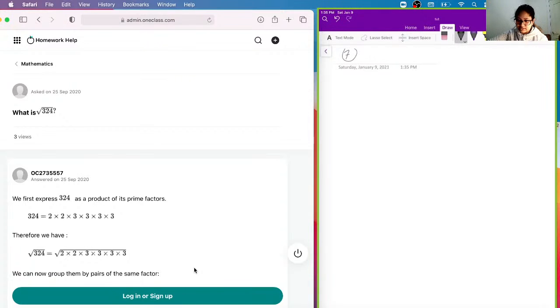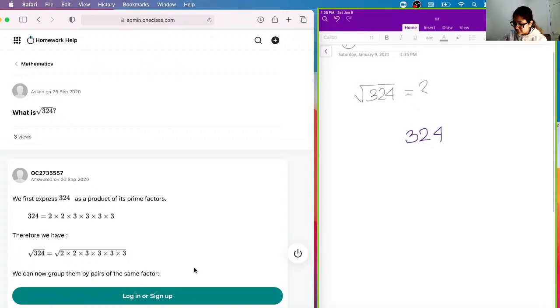Next question says, what is the square root of 324? So we have the square root of 324, and we're trying to find out what this is equal to. So let's first express 324 as a product. We'll express this as a product and find out the multiples of this.